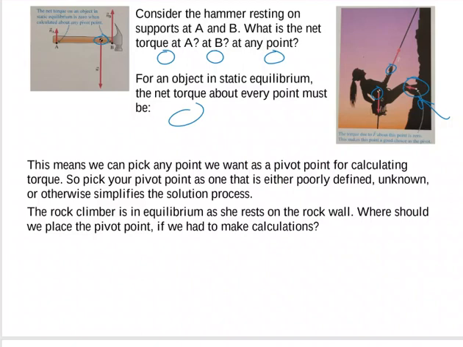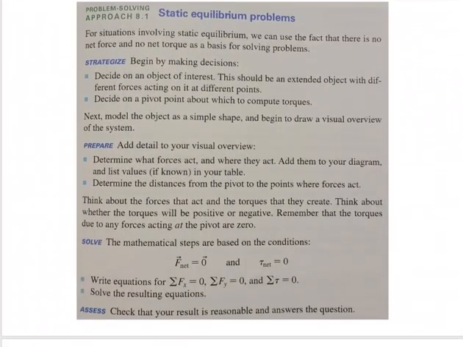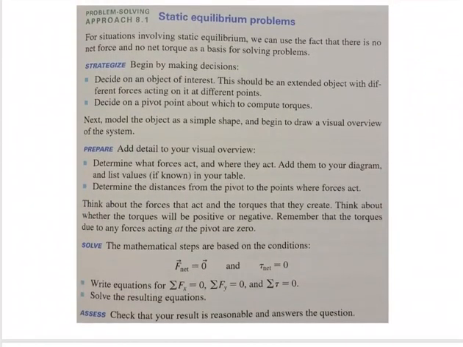So that's what I'm talking about there at the bottom. She's in equilibrium as she rests on the rock wall. We make calculations about the hardest point to figure out, to simplify the math. Okay, so static equilibrium problems. Here is your strategy. We can use the fact that there's no net force and no net torque as a basis for solving problems. Remember, we're not moving, so there's no net torque and no net force.